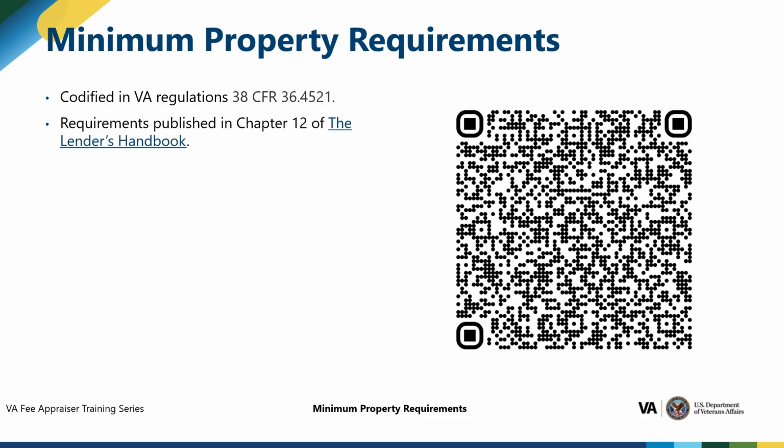The requirement that a property must meet MPRs for a home loan to be guaranteed by VA is codified in VA regulations at 38 CFR 36.4521. It states, "No loan for the purchase or construction of residential property shall be made unless such property complies or conforms with those standards of planning, construction, and general acceptability applicable thereto, which have been prescribed by the Secretary." VA's MPRs are published in Chapter 12 of the Lender's Handbook. Scan the QR code to open the Lender's Handbook.